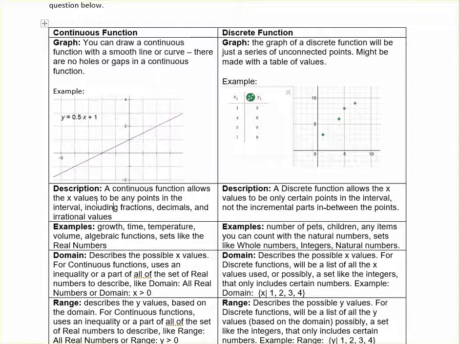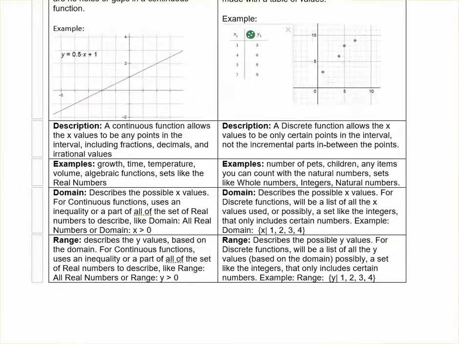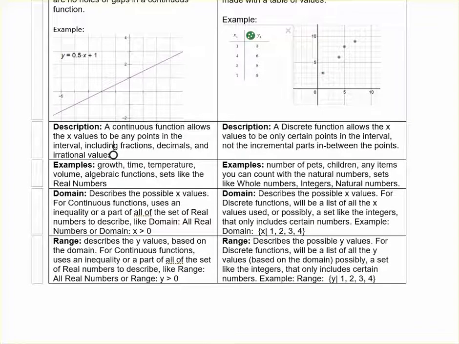A description for a continuous function is that it allows the x values to be any points in the interval. So there are points along this line. You might have made this graph by putting points on a graph and then drawing a line through it, but that doesn't make it a discrete function just because you used points to create it, because there are also points in between that would also be on this graph. They might be fractions or decimals, but there's still points that would lie on this line. So there are an infinite number of points that lie on that line.